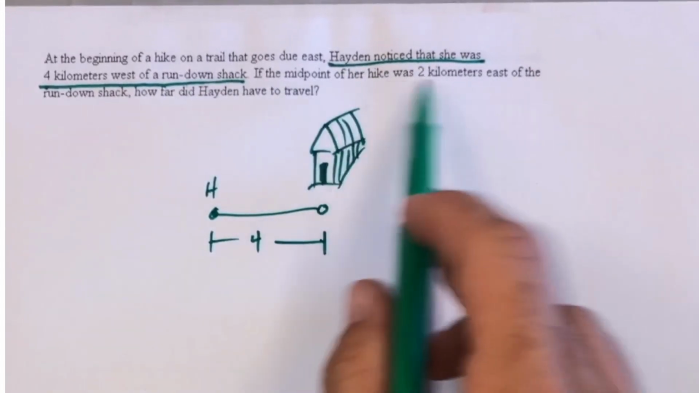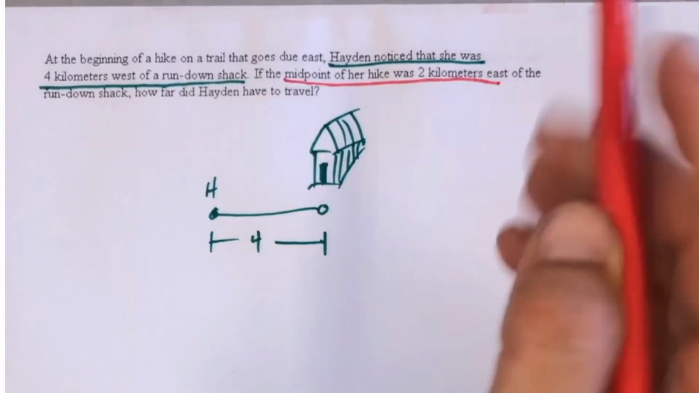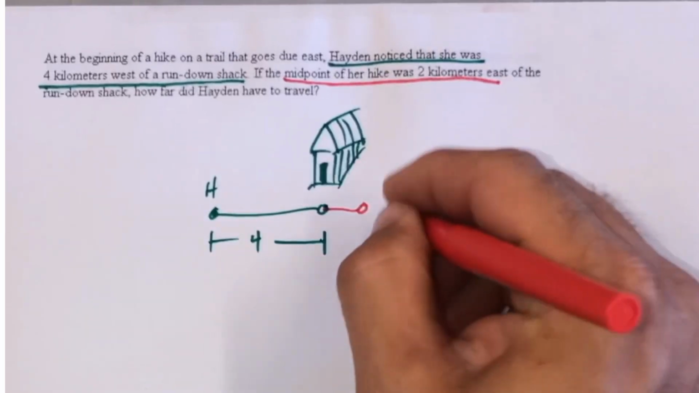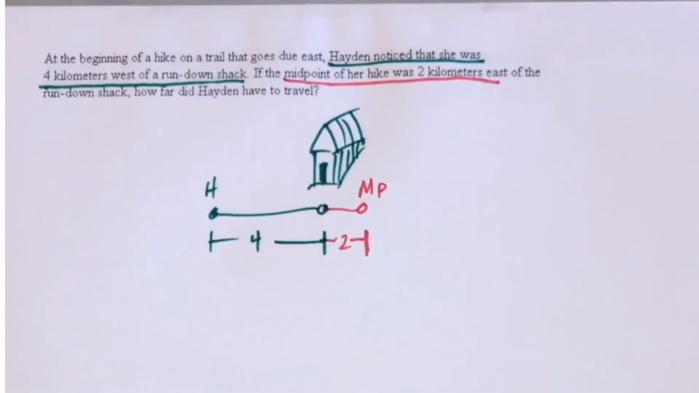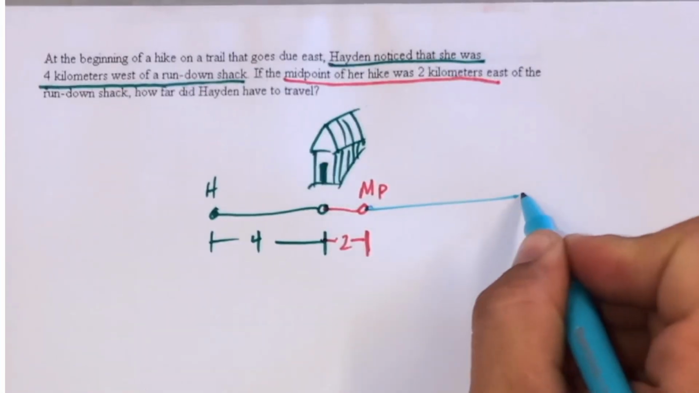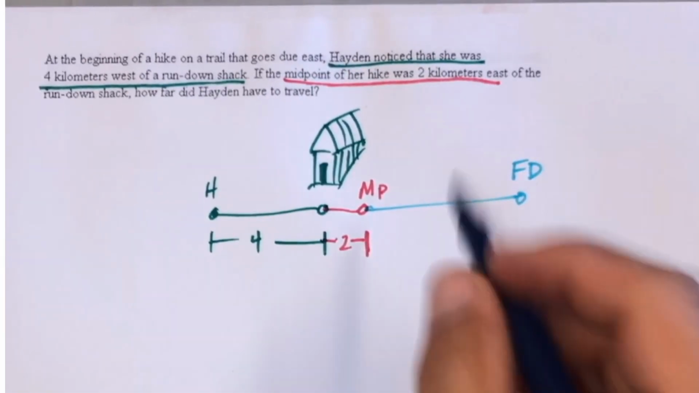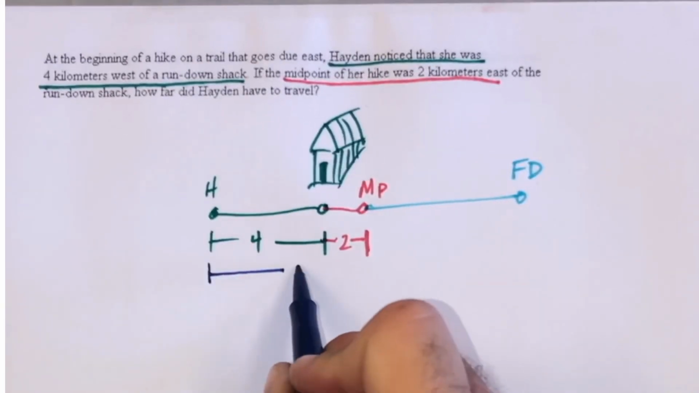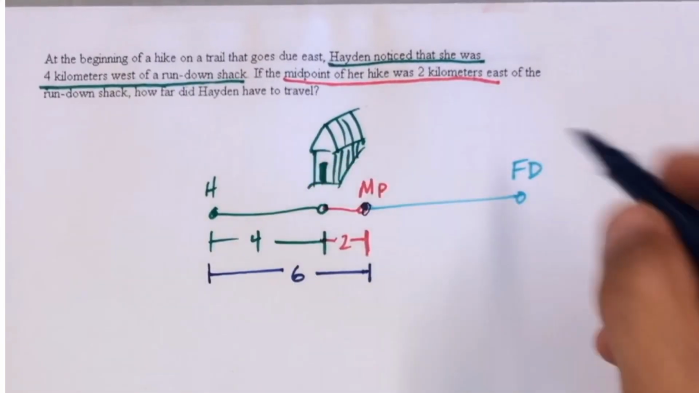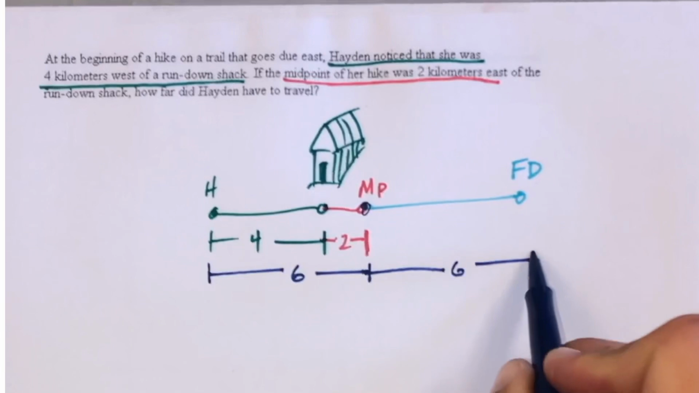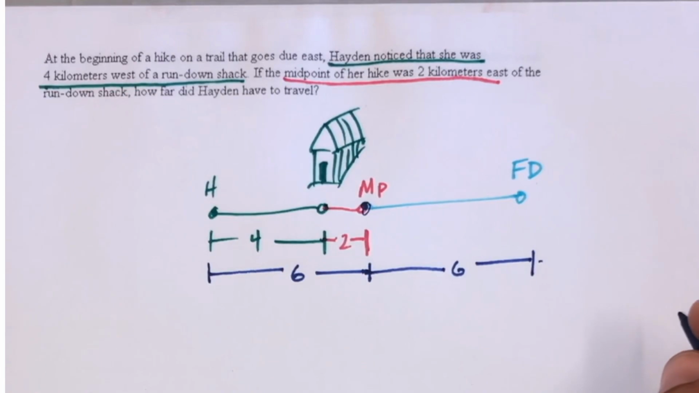And then the midpoint is 2 kilometers to the east. So again, we're working with midpoint here of the shack. Here's the midpoint, the MP, and we know that's 2 kilometers to the west. What they're asking for is how far it will be to her final destination. We're going to use our segment addition postulate to figure that from Hayden to midpoint is 6. Then our understanding of midpoint is that these two distances will be equidistant. So if from here to here is 6, from midpoint to final destination would be 6.